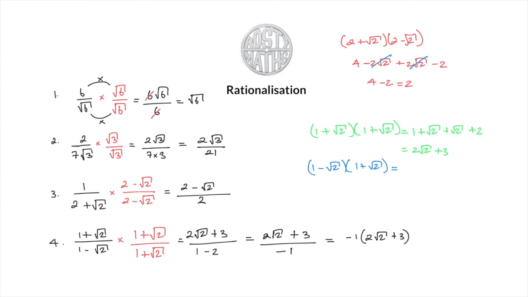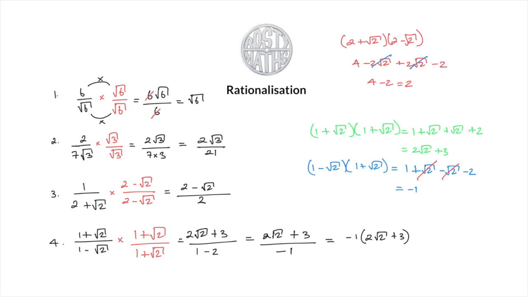We expand using FOIL again. First, that's 1. Outer, that's 1 times root 2 is going to be add root 2. And then inner, 1 times minus root 2 is going to be minus root 2. And then last, root 2 times root 2 is just going to be negative 2. The middle is going to cancel out because it's root 2 take away root 2. And then 1 take away that 2 is going to give me minus 1.